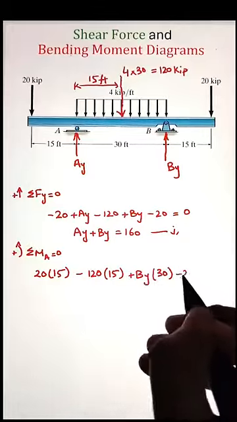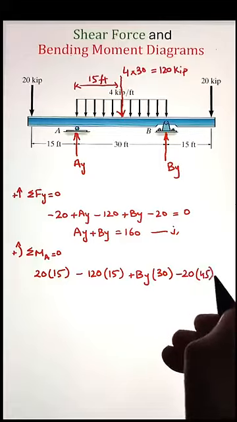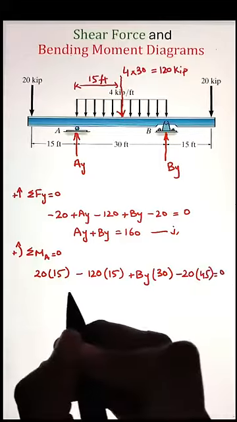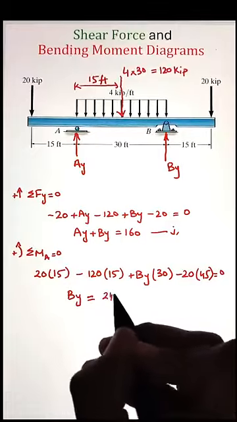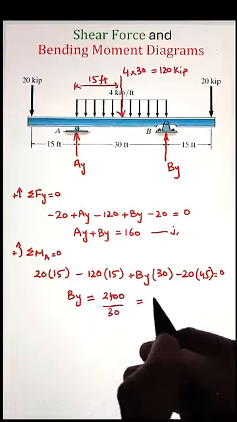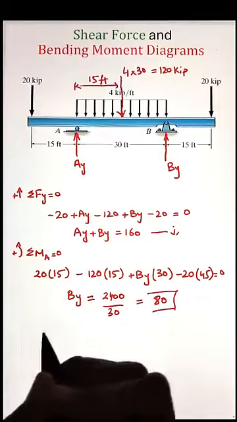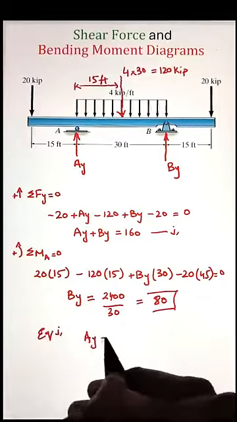The second equilibrium equation can be written as summation of moment at point A equals 0, which gives us the value of BY as 80 kilopounds. Plugging that information into equation 1 gives us the value of AY, which also comes to 80 kilopounds. Next, let's draw the free body diagrams.